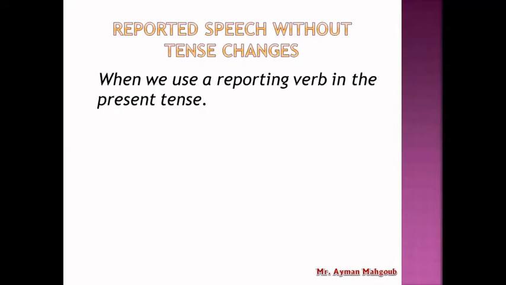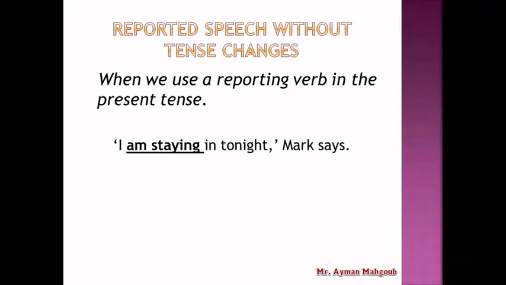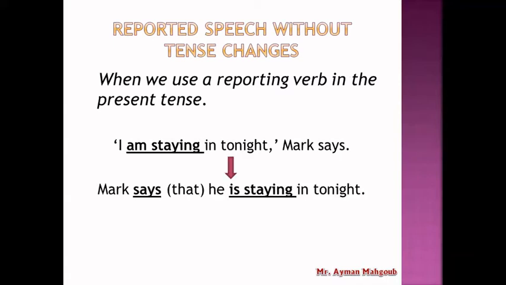The fourth thing and the last, when we use a reporting verb in the present tense, the reporting verb is say or tell and so on. "I'm staying in tonight," Mark says. So Mark says that he is staying in tonight. Why he is staying in? Why didn't we change is or am into was? Because the reporting verb say is still in the present: say, says, has said, or even future will say.